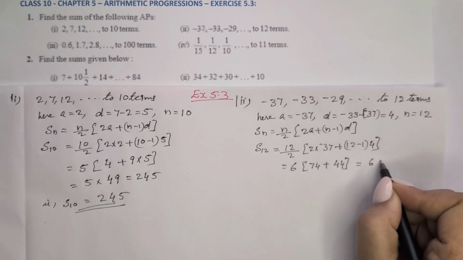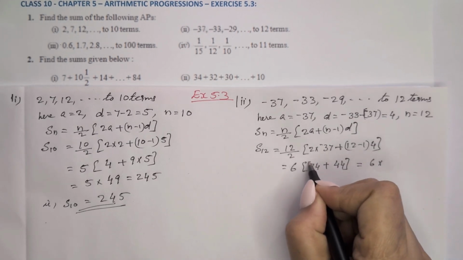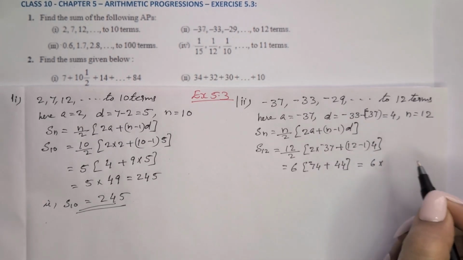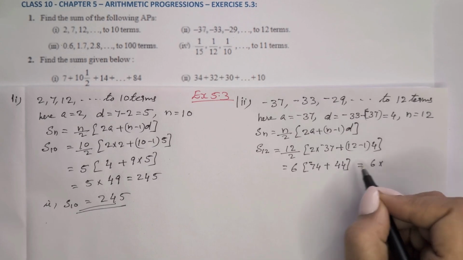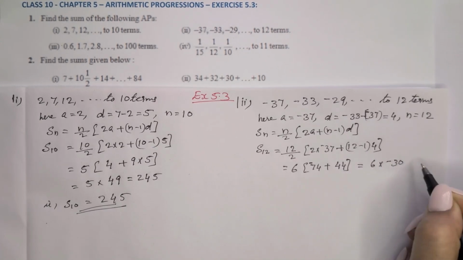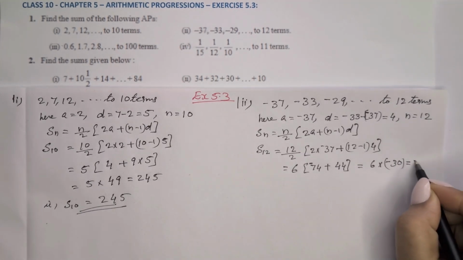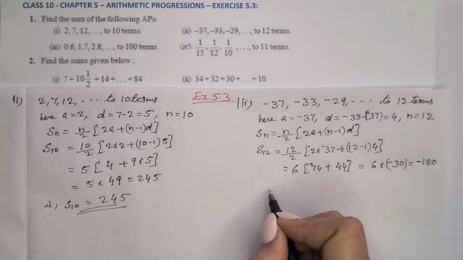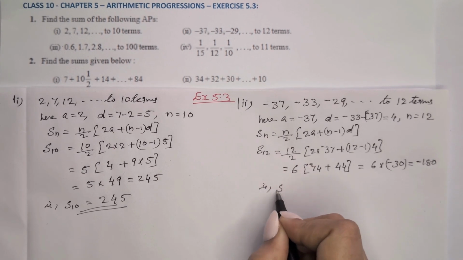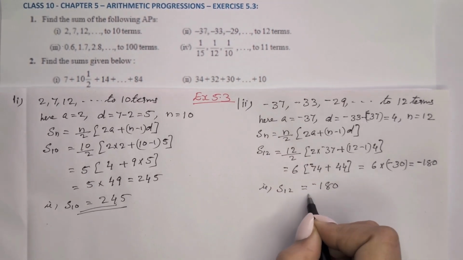That means 6 into, here minus 74, minus 37, so minus 74. Minus 74 plus 44, it will come minus 30, which is equal to minus 180. So we can write S12 is equal to minus 180.